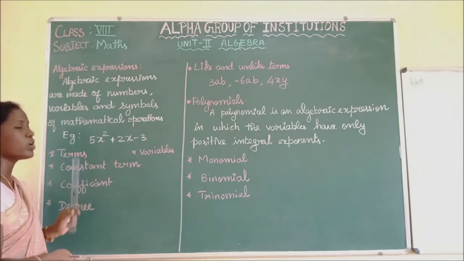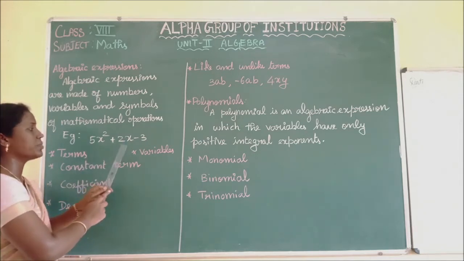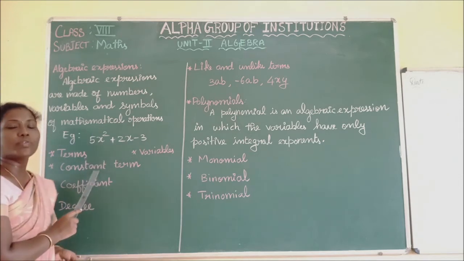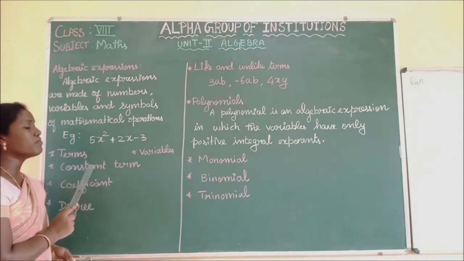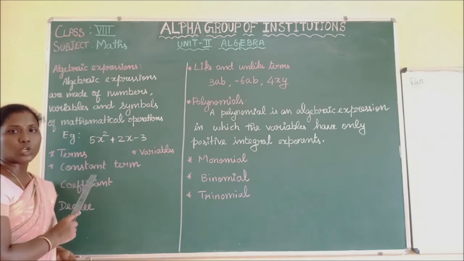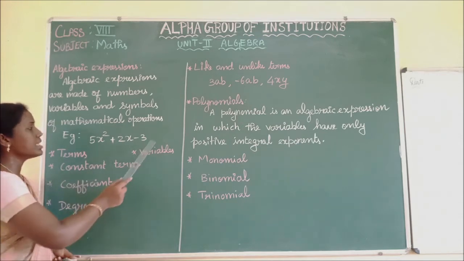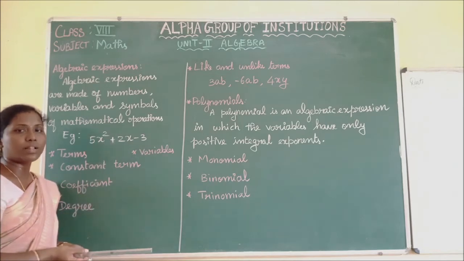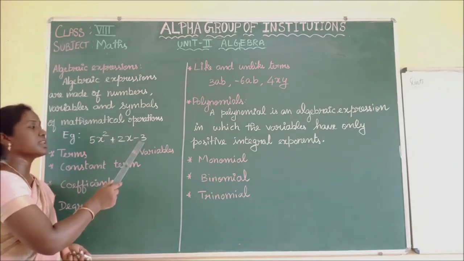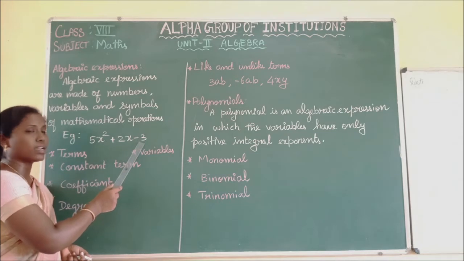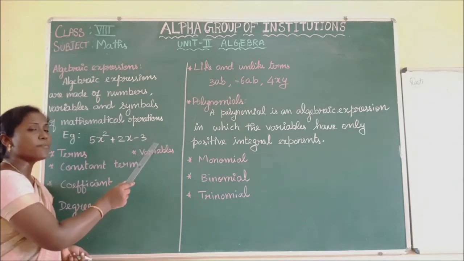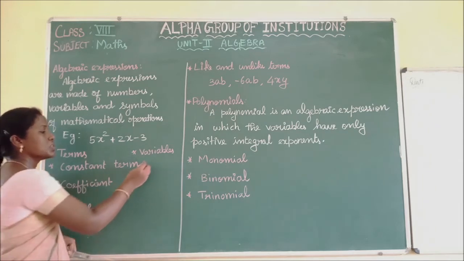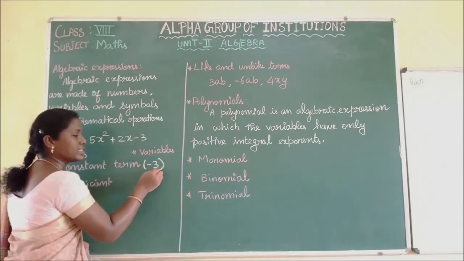Constant term. Already we know about the terms. How to identify the algebraic terms? 1, 2, 3 terms, I told. How will we identify the constant term? The term without a variable is called the constant term. See here, among these 3 terms, which term is without a variable? Minus 3. Minus 3 is only a numerical arithmetic number that does not have a variable multiplied with it. That is called the constant term. So the constant term here is minus 3.